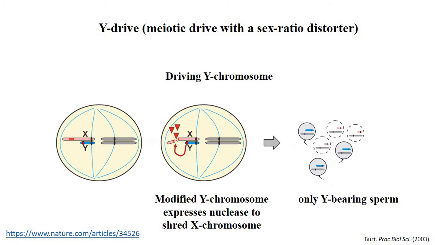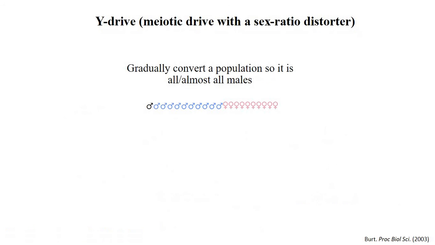So now what will happen is when there is a zygote that is destined to be a female, because it has both X and Y chromosome, this Y chromosome will break down the X, leading to a population that has Y bearing sperms. These Y bearing sperms are now more common, are the only sperms, so they will only be making males, not females. It will gradually convert the population, so it's all or almost all males.